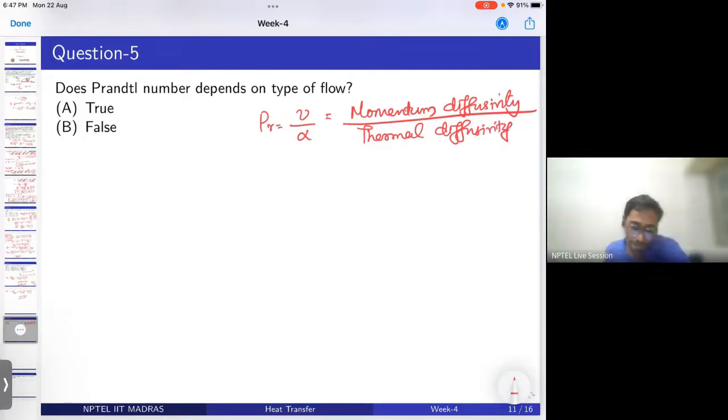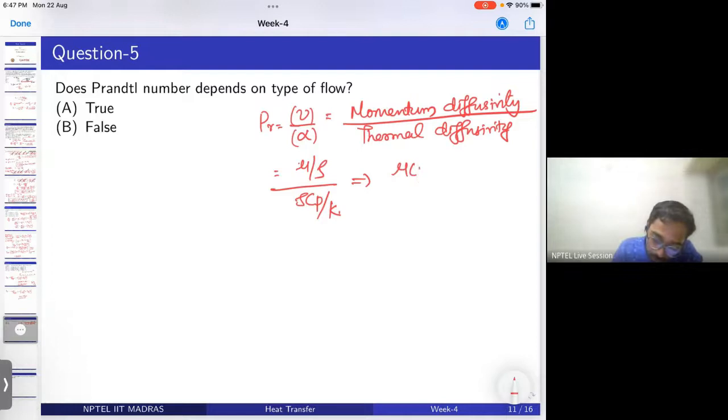Okay. So what is alpha? Nu, sorry, this is kinematic viscosity, or we normally call it momentum diffusivity. Alpha is thermal diffusivity. Nu is mu by rho, and alpha is K by rho Cp. So Prandtl number is mu Cp by K. This is another expression for Prandtl number.